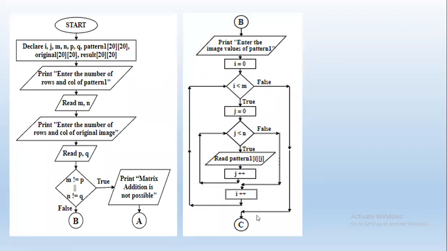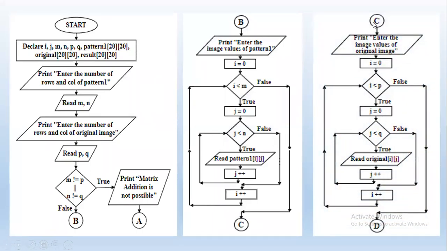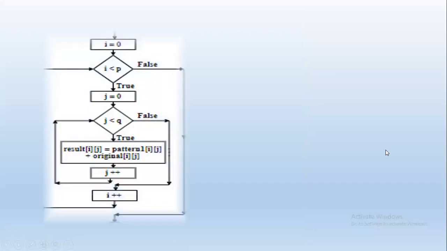Okay. So in this part we are taking input for pattern matrix. Okay. And then we have a connector C. Next, connector C continues. We are taking input for original matrix. Note the conditions given. M and N is order of pattern 1 matrix. P and Q is order of original matrix. So this is to take input for original matrix. Then we have a connector D which continues in the next part where we are adding them.